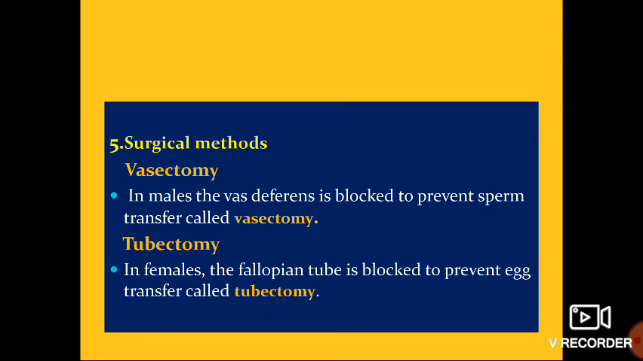That permanent sterilization method, that surgical method is called vasectomy. Vasectomy is done in males. Tubectomy is done in females. As you know, the fallopian tube is one of the parts of the female reproductive system. In females, the fallopian tube is blocked or cut and tied from both sides to prevent the egg transfer from ovary to the fallopian tube. As you know, fertilization is happening inside the fallopian tube in humans. If the fallopian tube is blocked, then the egg released from the ovary cannot reach the fertilization junction, thereby fertilization will not happen. That surgical method in females is called tubectomy. These surgical methods are irreversible.